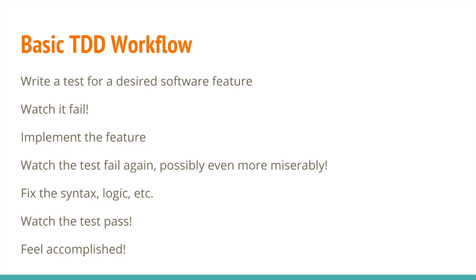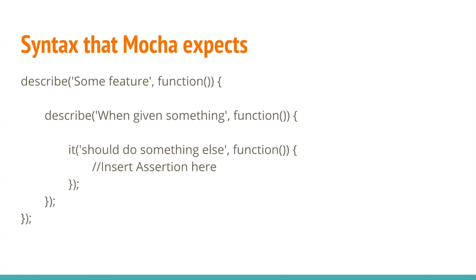Then it might fail again because the code might have some flaws. Then you fix the syntax, logic, and then you watch the test case pass, and then you can feel accomplished about it. This is the syntax that Mocha expects. You describe some features, describe when something is given, what the code should do. You write the assertions, and that's how it runs.